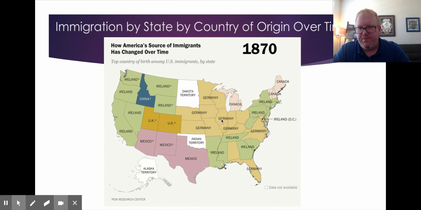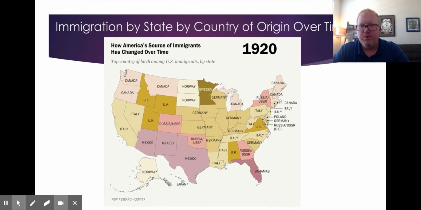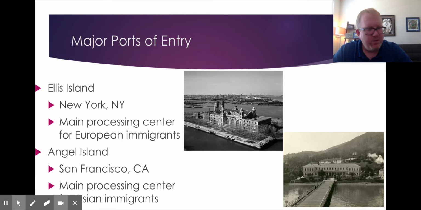So I'm going to skip. I think that map's pretty cool, but I will save that slideshow and it'll be available in Schoology so you can take a look at any time.